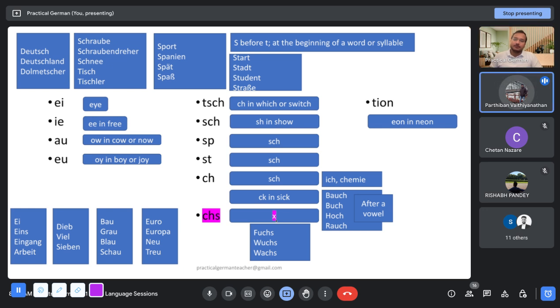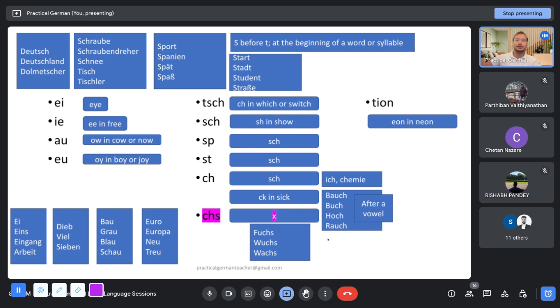Fuchs, Wachs, and Wuchs. Meanings? No idea. Just guess. Fuchs. What do you think it means? Does it sound like some English word? If I replace u with o, what do you think that is? Food. No, no. Fox. Okay, Wolverine. Yeah. Wuchs means growth. Again, I don't think you need to know any of these, but you will see this chs in many places. So just to know how to pronounce it, it's X. We will ignore these three words because I think it's not relevant.